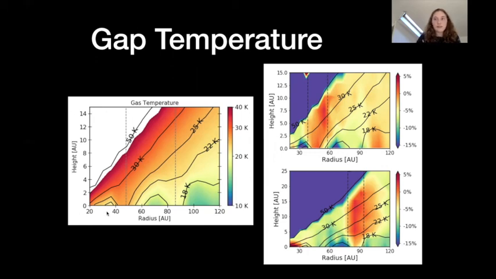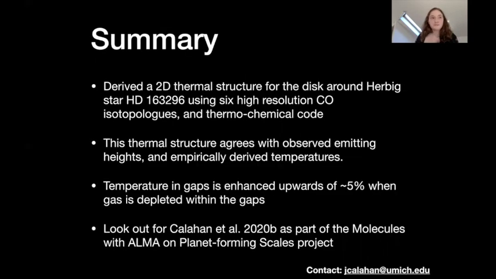So over here, we have a zoom in of our gas temperature between 20 and 120 AU for our final model with a smooth gas surface density. And then over here, we show the difference between that model and a model with a gas gap. And so you can see at the location of the gaps, the temperature does increase. However, it only increases by upwards of 5%. So not a huge increase. And that's with the extreme value of a 4 Jupiter mass planet.